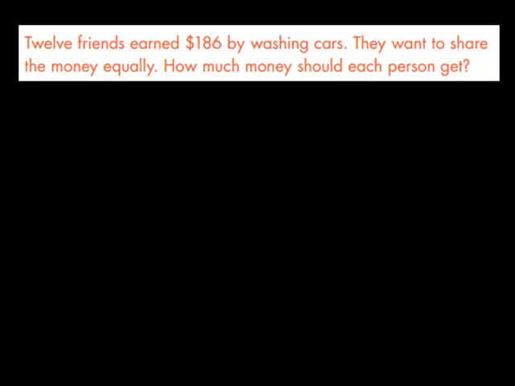The third example, 12 friends earned $186 by washing cars. They want to share the money equally. How much money should each person get? It's going to be $15 with $6 left over.